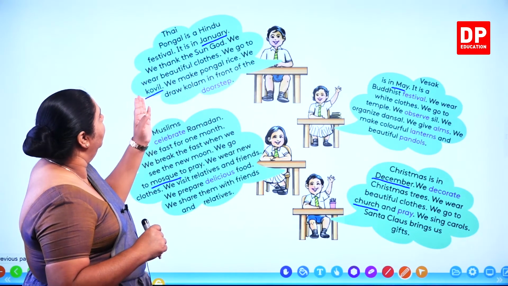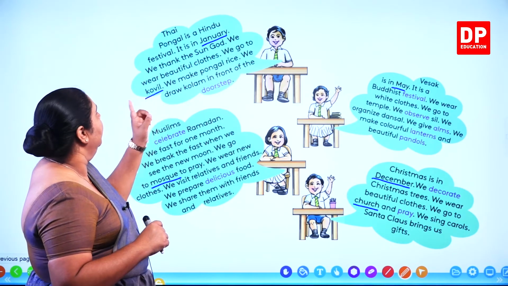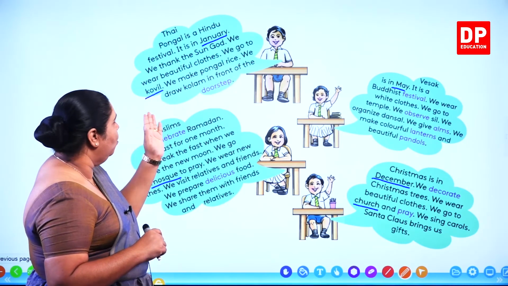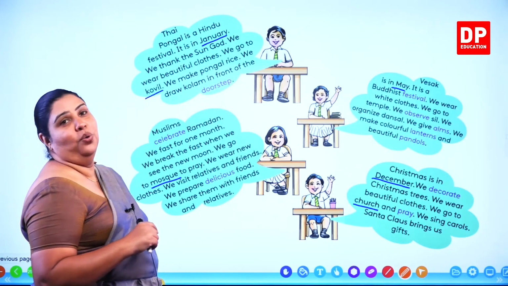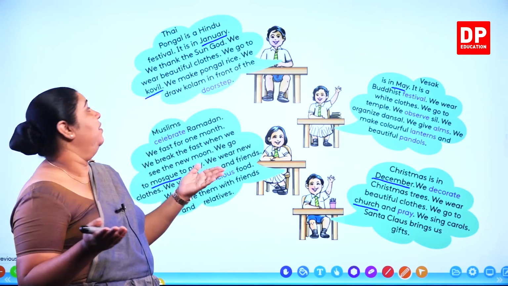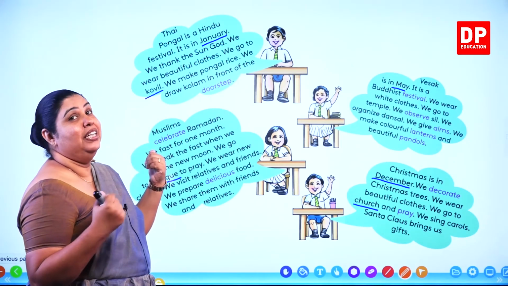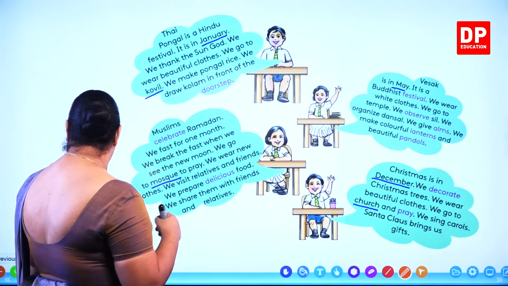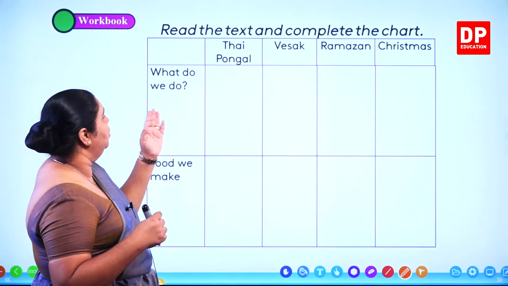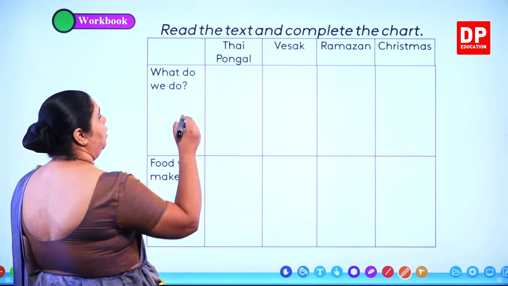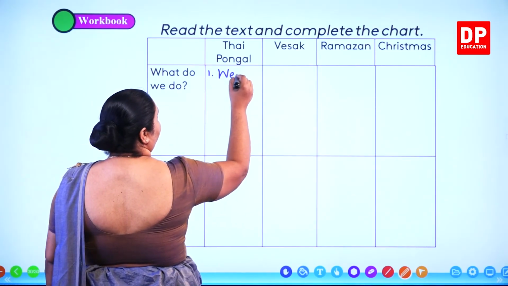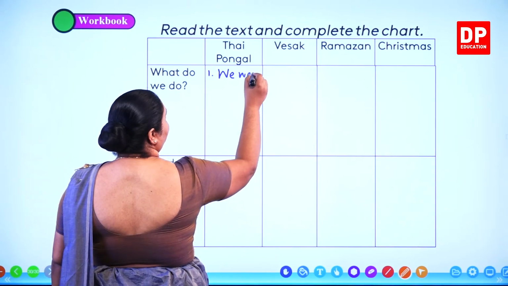Right? Now on Thai Pongal Day, we go to Kovil, we make Pongal Rice. We draw kolam in front of the doorstep. Then we thank the sun god. We wear new clothes. We do a lot of things on Thai Pongal Day. So maybe you can write anything that you do. What do we do? Maybe you can say, number 1, you can say we wear new clothes.